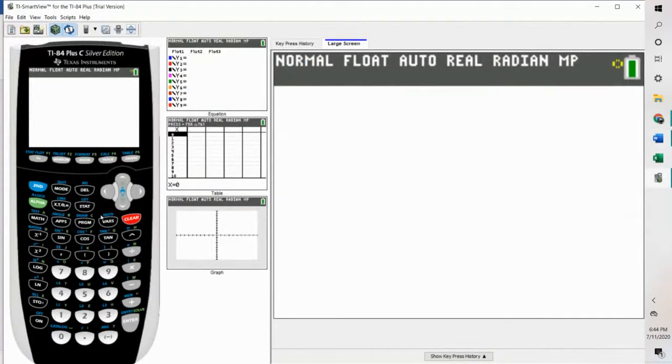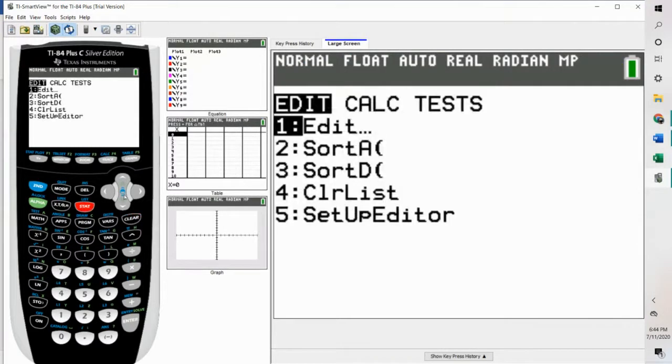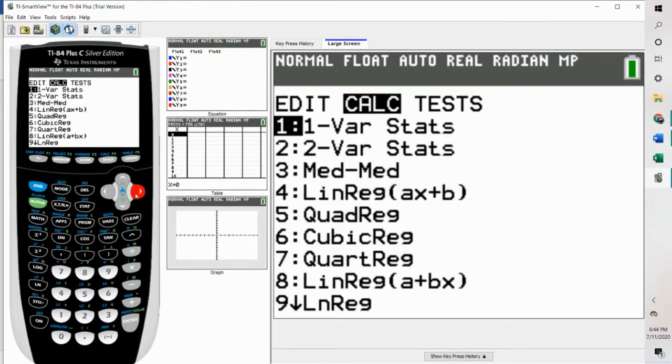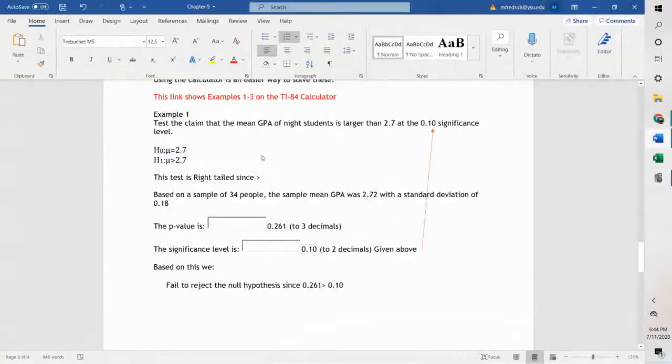clear this. We go into stats and we go over to test. Now, even though our sample size was 34, go back here for a minute. Our sample size is right here, 34, but the standard deviation is from the sample. So you would still use the t-test and not the z-test. The only time you use the z is if it's greater than 30 and the population standard deviation is given. So we use the t.